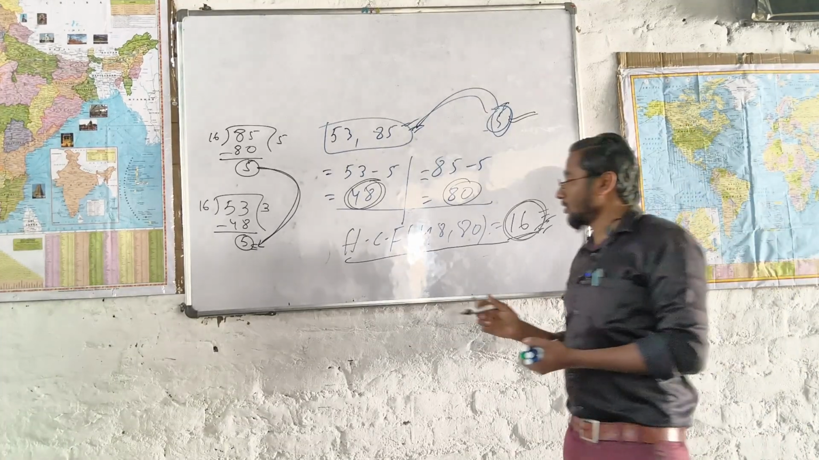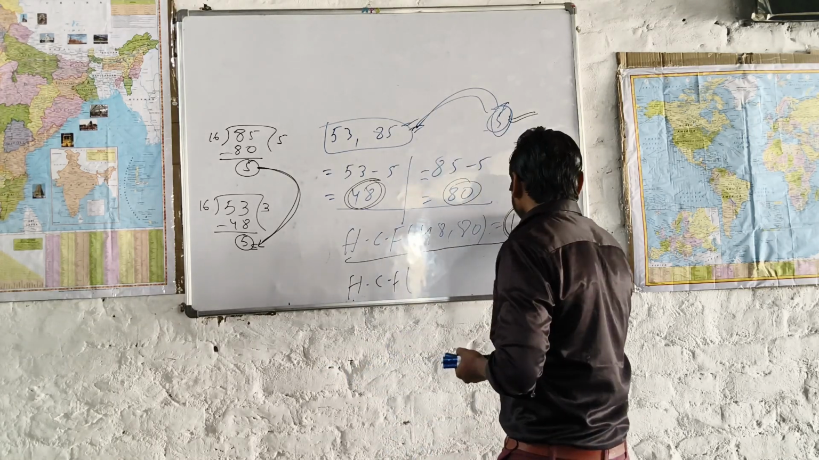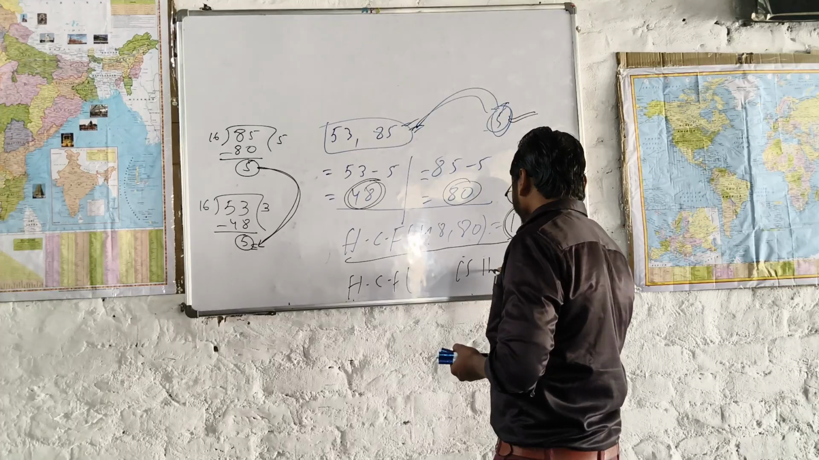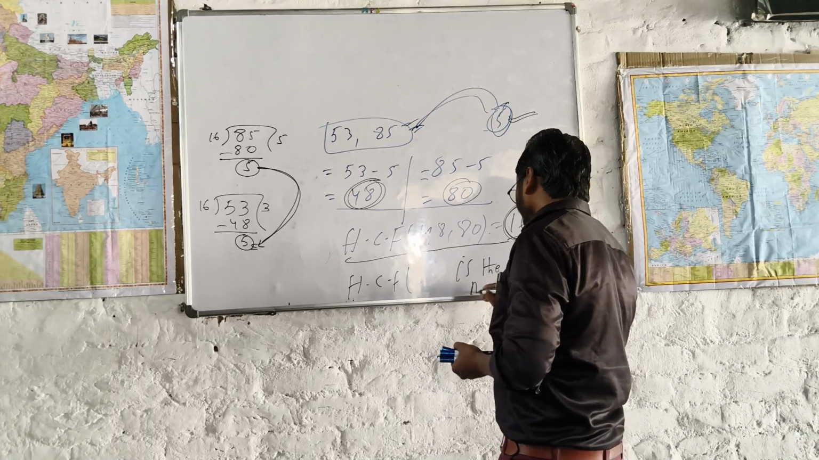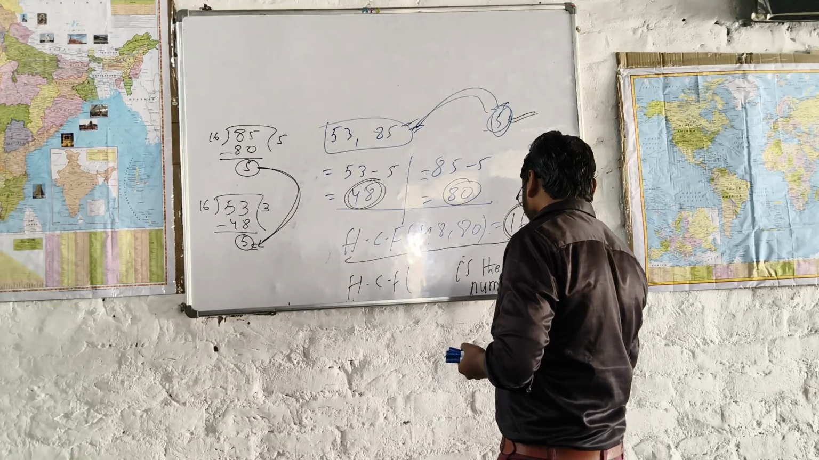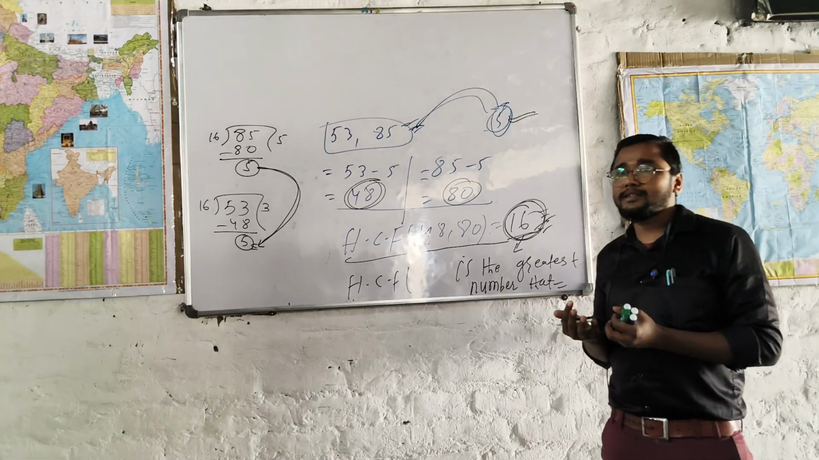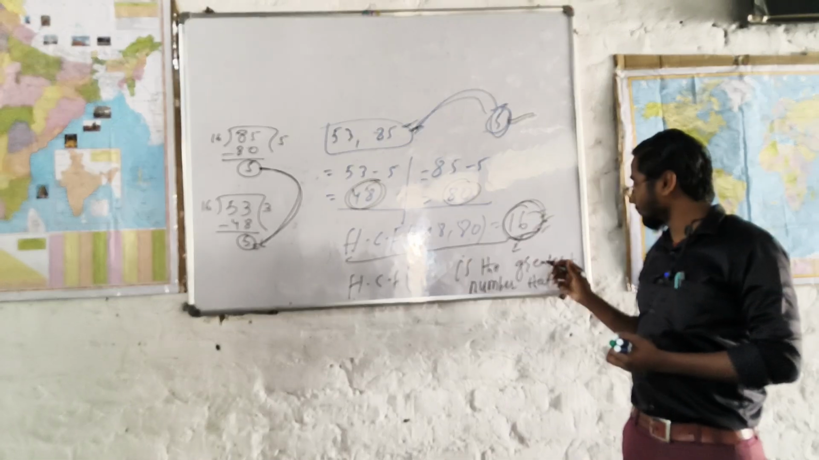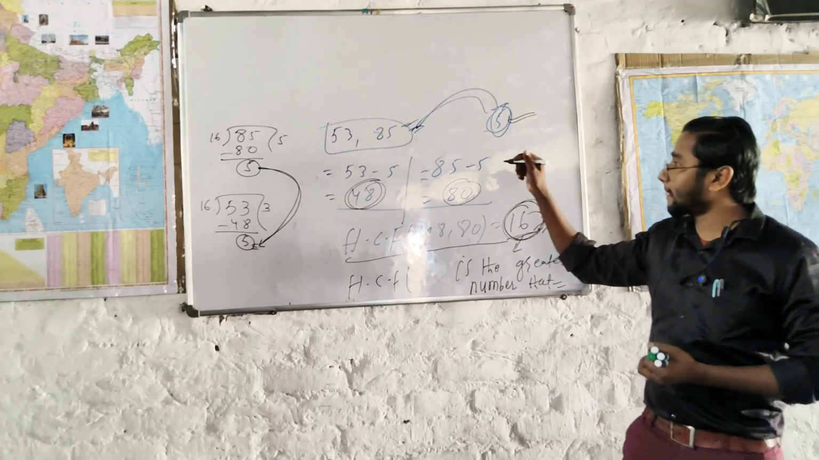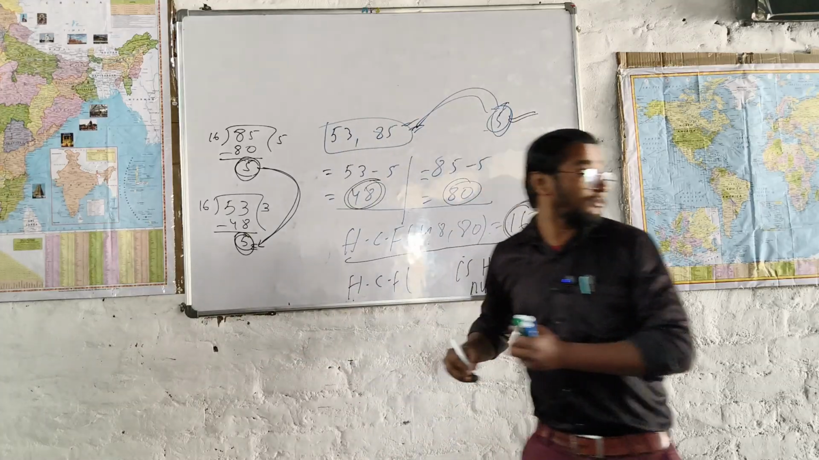So we can say that 16 is the greatest number that will divide 53 and 85, leaving remainder 5 in each case, right?